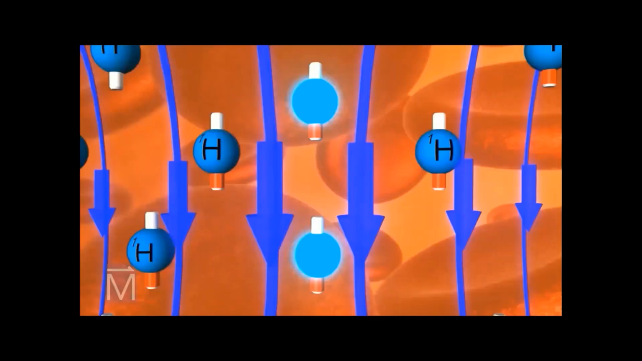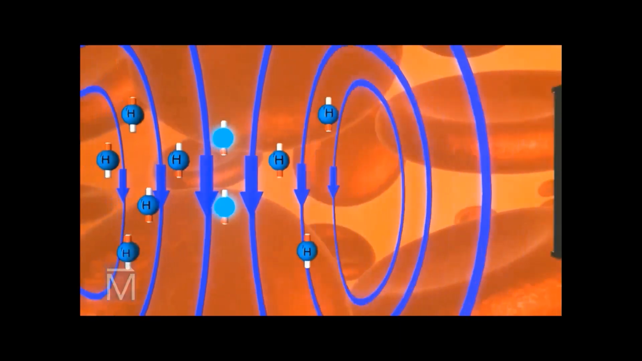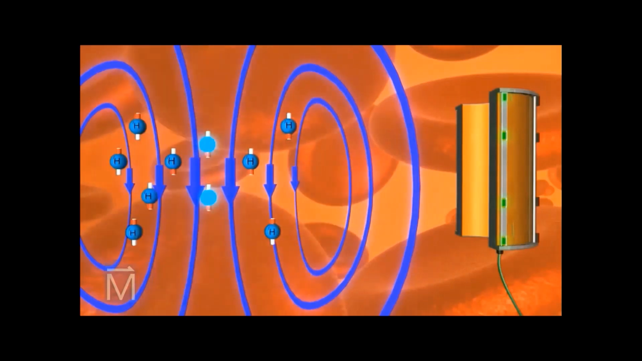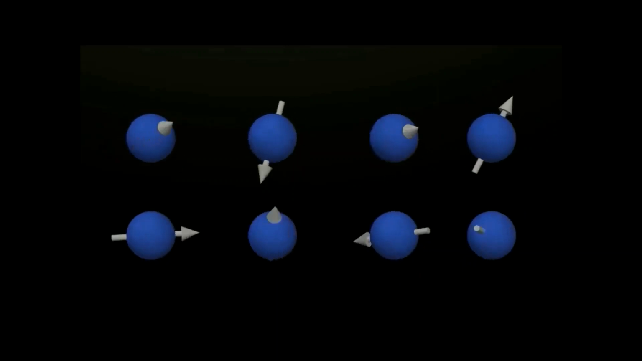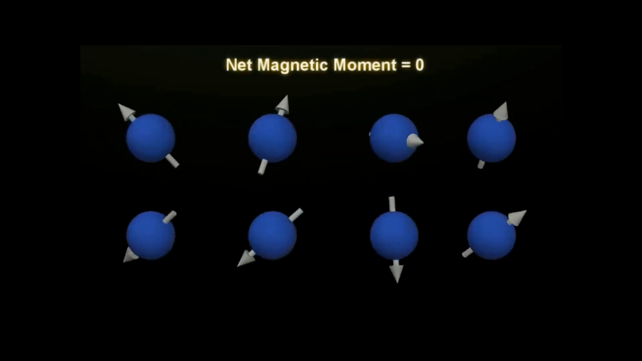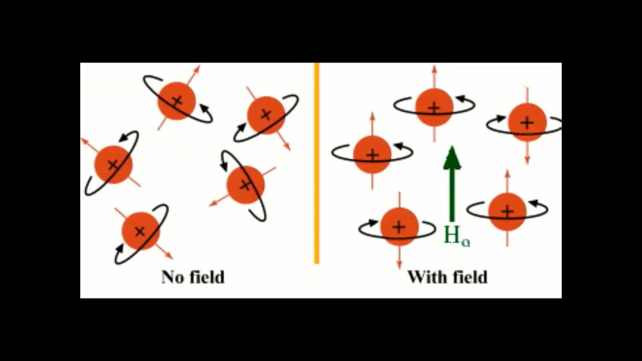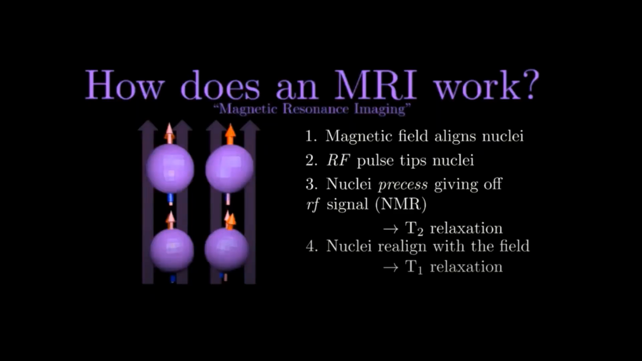It is the physical concept that certain atomic nuclei demonstrate the ability to absorb and re-emit radio frequency energy when placed in a magnetic field. First, certain atomic nuclei tend to behave like tiny bar magnets. And this means that in a magnetic field, the nuclei will align with the field, just like a compass needle likes to align with the Earth's magnetic field.